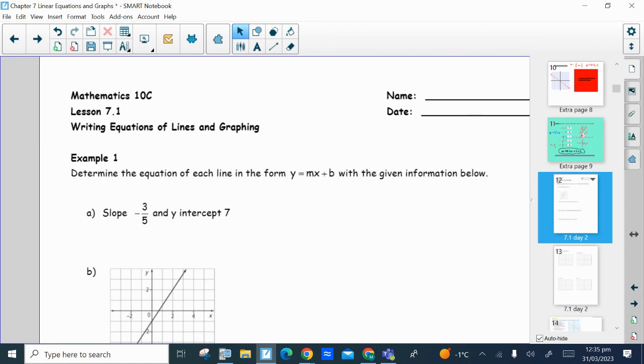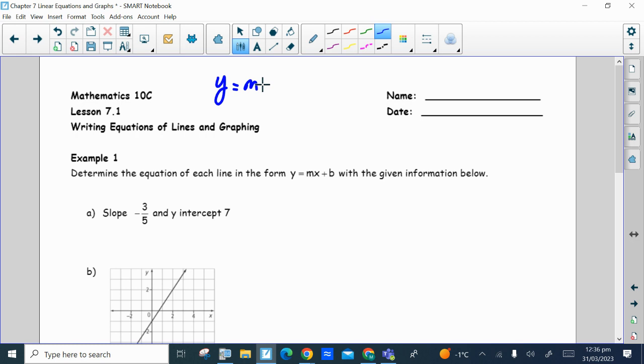So yesterday we learned about the slope-intercept form of a line. And remember that it is characterized by y equals mx plus b. Cheney, what does m represent? The slope. And what does b represent? The y-intercept, which is where the graph crosses the y-axis. That's what those two values tell us.